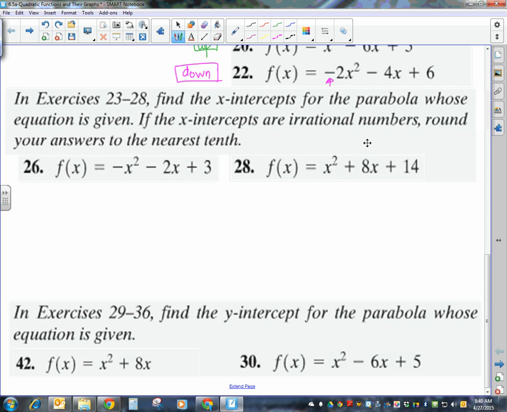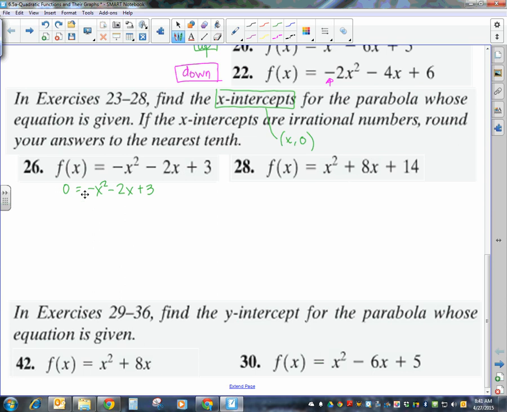Find the x-intercepts for the parabola whose equation is given. If the x-intercepts are irrational numbers, round your answers to the nearest tenth. Okay, so when we do these, think about your x-intercepts. I hope y'all remember, it means that I have some x number and y is 0, because that's where it intersects the x-axis. That's what an x-intercept is. So what you're doing in each case is you're setting the equation equal to 0.